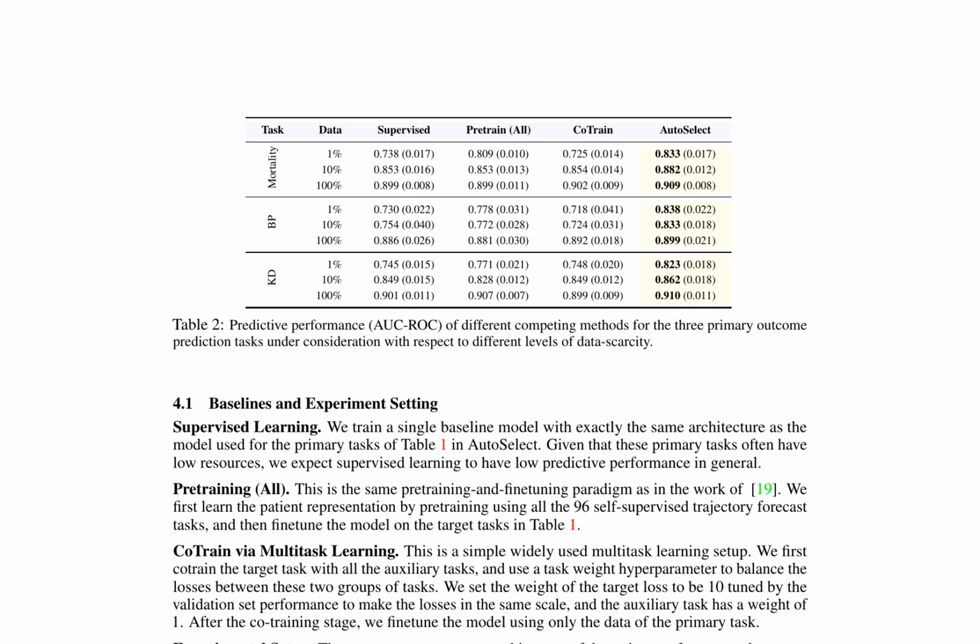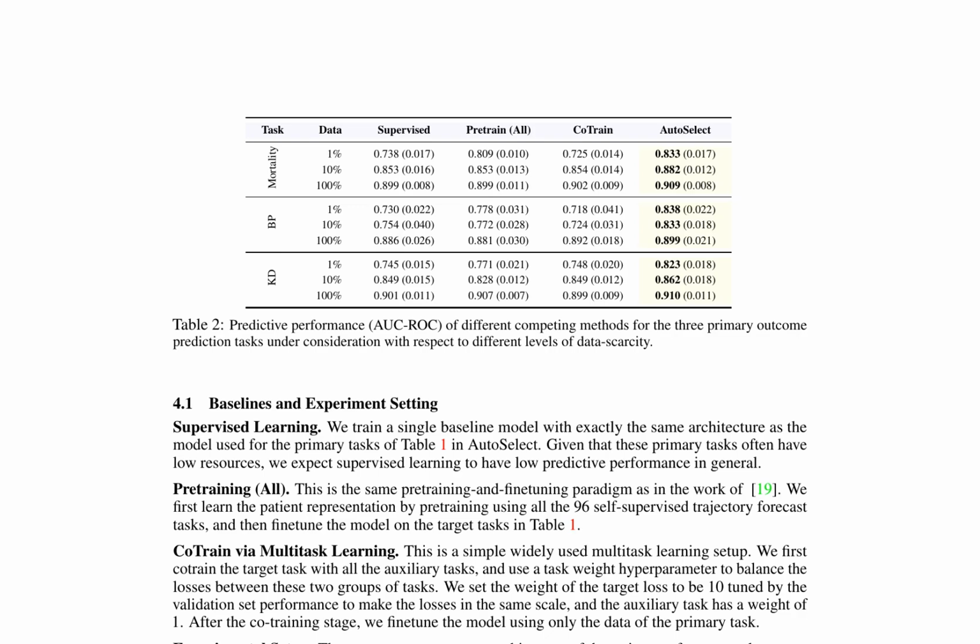The experimental setup uses a sequence-to-sequence architecture with an LSTM encoder and decoder for the trajectory forecast task, and a one-layer MLP classification head for the primary clinical outcome prediction task. The authors compare auto-select to several baselines, including supervised learning, pretraining, and co-training via multitask learning.